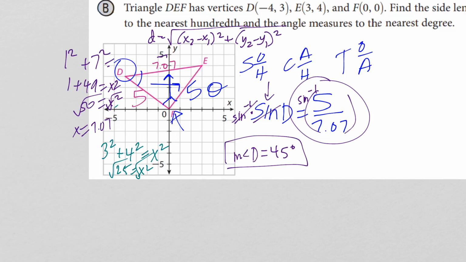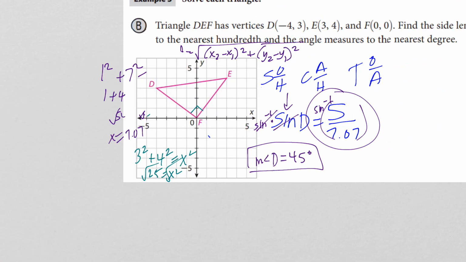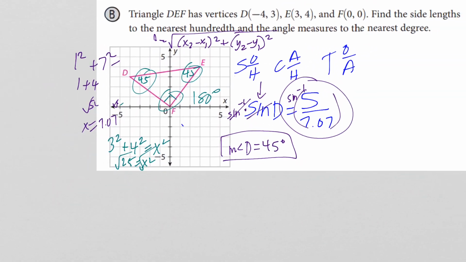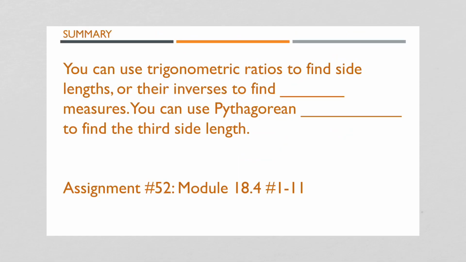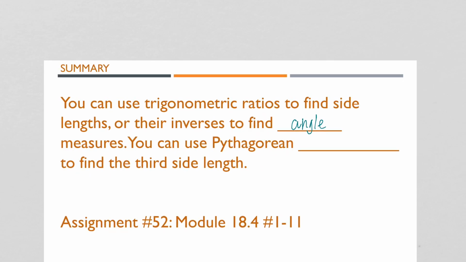Well, if angle F is 90 degrees, and angle D we just found out is 45, what does angle E have to be? Well, 45, because 45 plus 45 plus 90 equals 180. All right, summary. You can use trigonometric ratios to find side lengths, or their inverses to find angle measures. You can use the Pythagorean theorem to find the third side length.